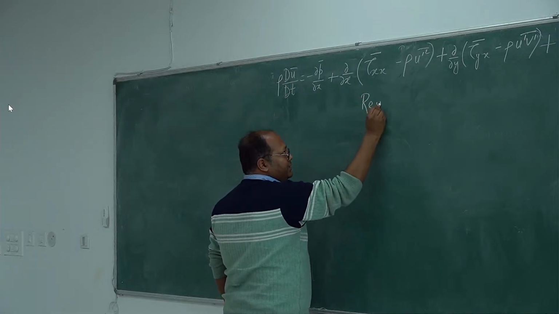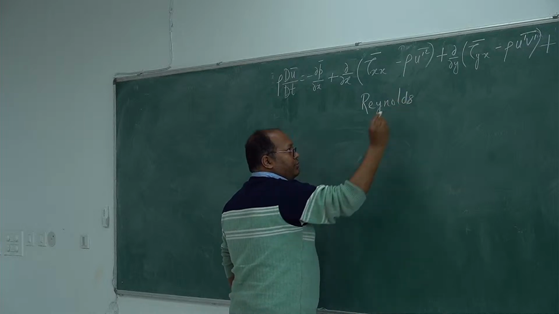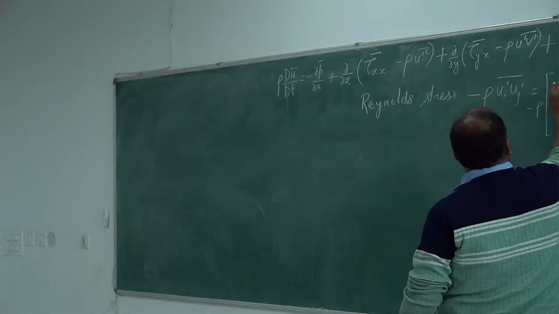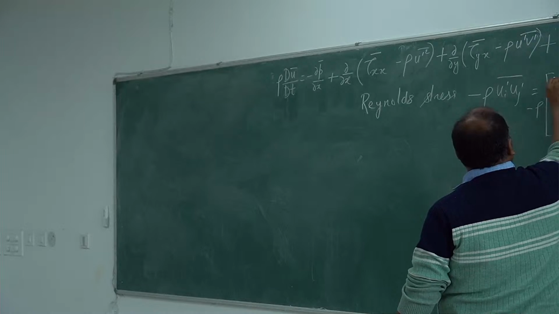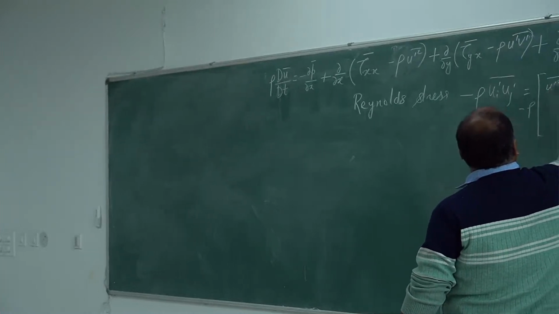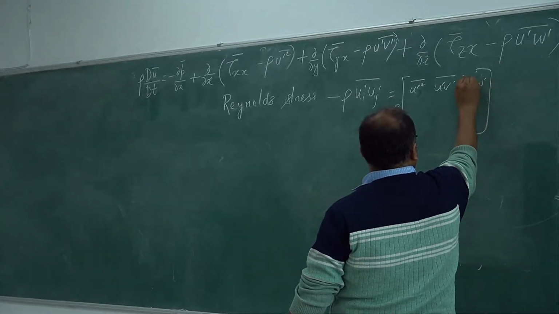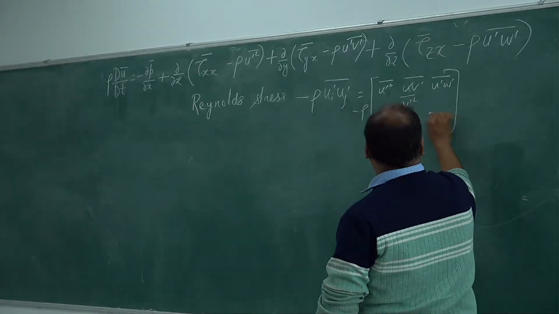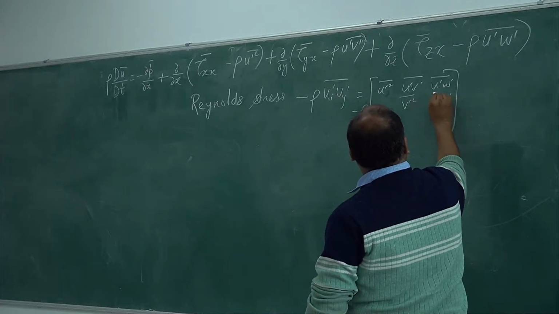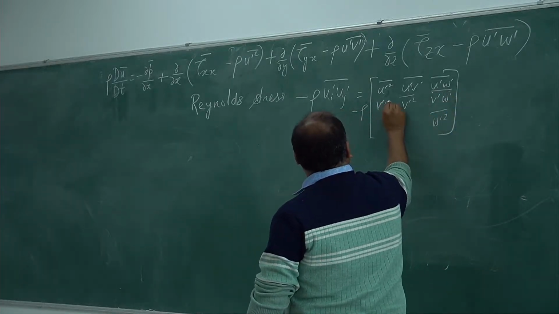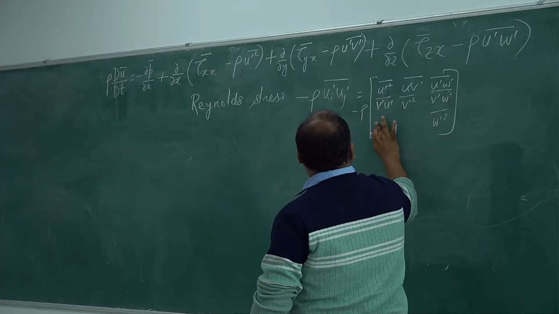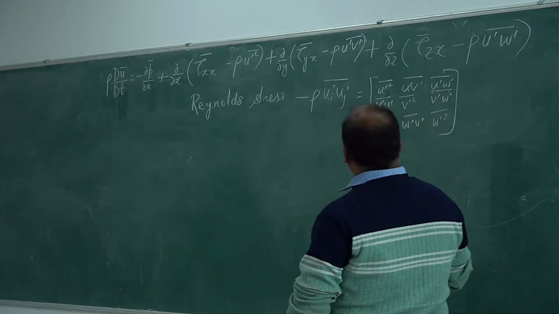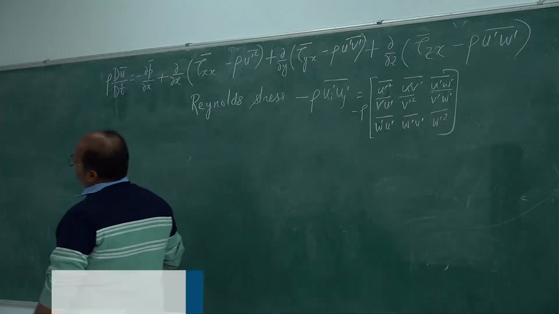stress, and we also wrote yesterday the matrix form: minus rho, u square, u dash v dash, u dash w dash. Similarly, the diagonal components v dash square and w dash square, then v dash w dash here and v dash u dash here, then w dash u dash and w dash v dash here. So these are the components of the Reynolds stress.